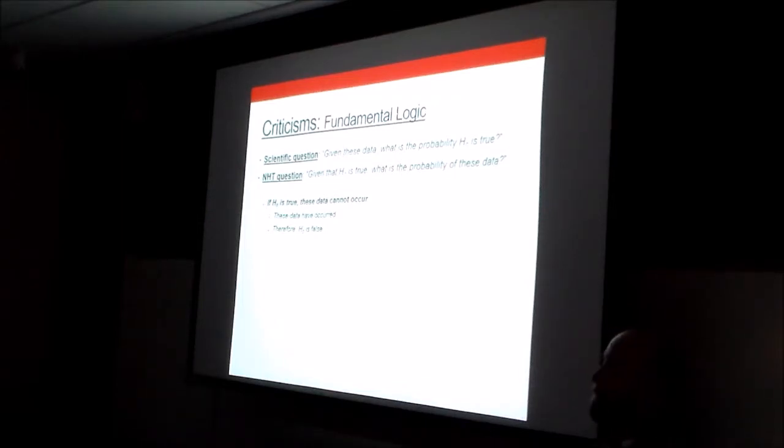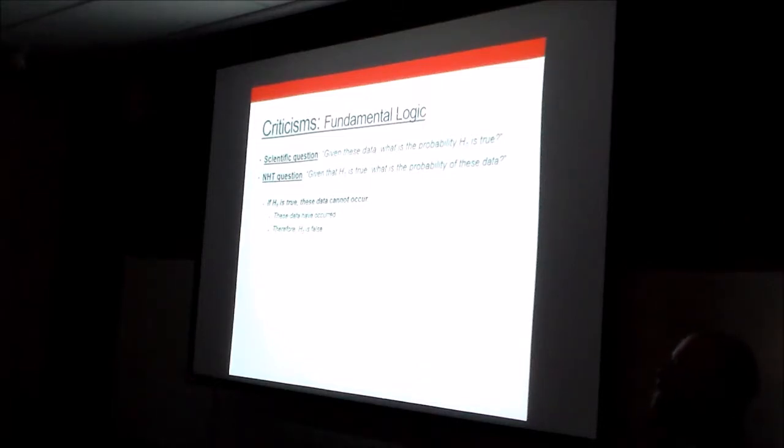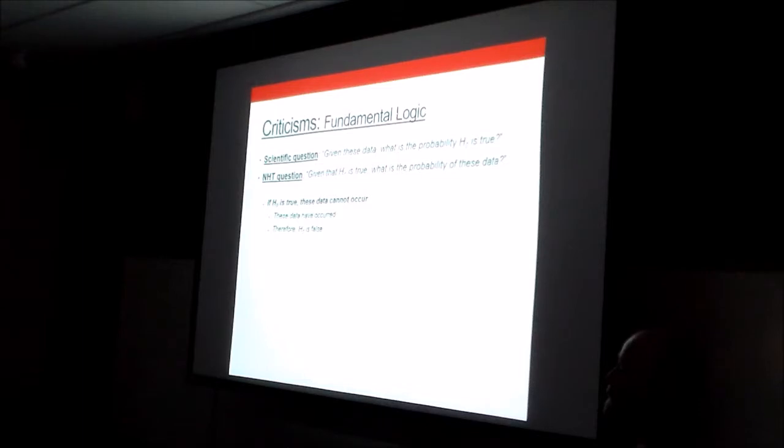If we keep things in terms of true or false: if the null hypothesis is true, these data cannot occur, right? The rationale behind the inferences we draw is based on this type of logical structure. If the null hypothesis is true, these data cannot occur. We say these data have occurred, therefore the null hypothesis is false. This is a perfectly consistent theoretical argument. This is a logical conclusion based on this setup, okay? We're good with this, right?